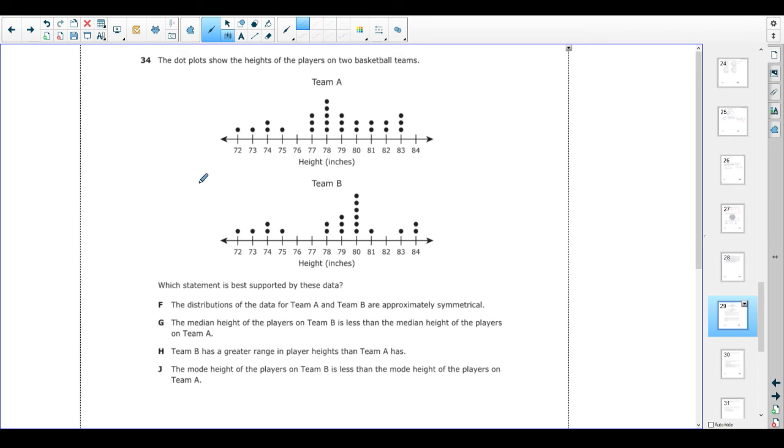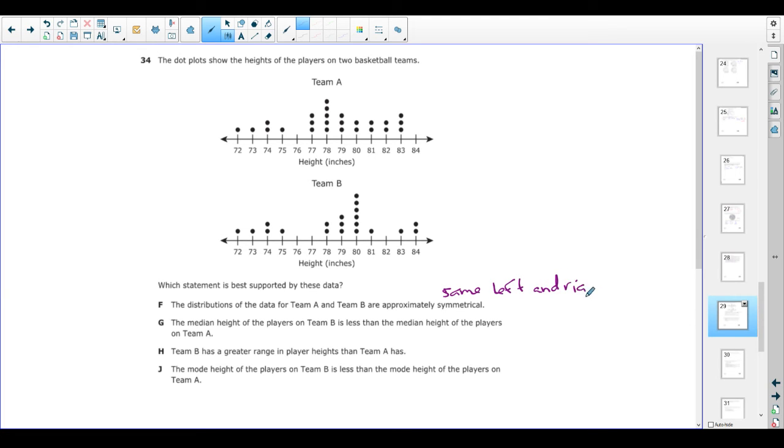Alright, the dot plots show the heights of players on two basketball teams. Which statement is best supported by the data? The distributions for data B are approximately symmetrical. Symmetrical means same left and right. So if I look at these two plots, A is kind of symmetrical, a little bit more weighted on the right side though. And then B is definitely not symmetrical. If you look at this, it's kind of all over the place. So this is not good.